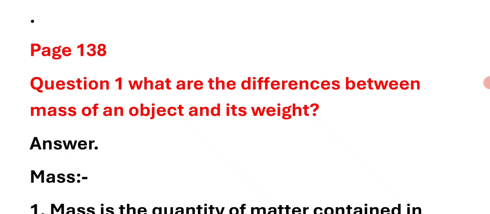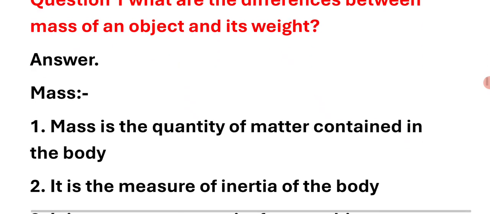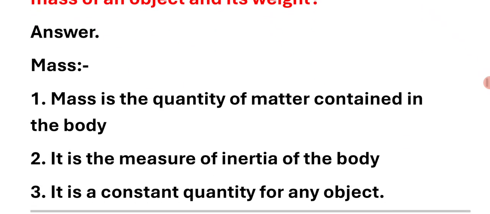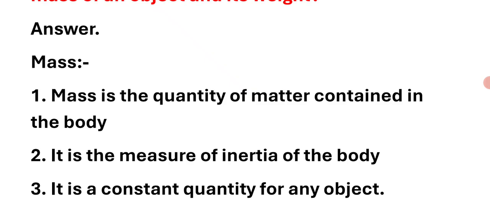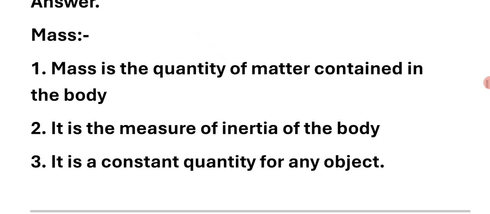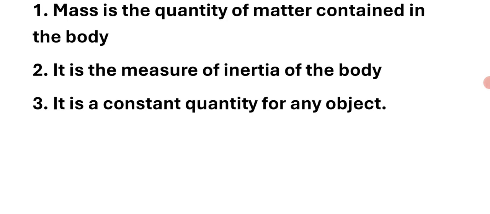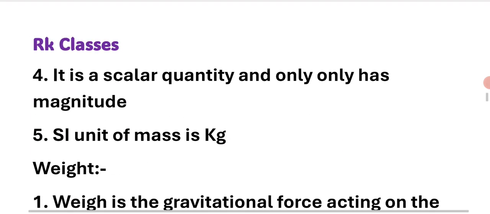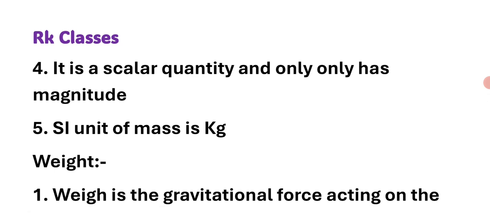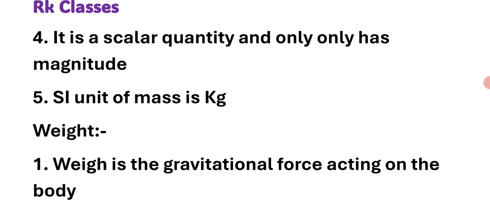On page number 138, question answers. What are the differences between the mass of an object and its weight? Right answer. Mass. First, mass is the quantity of matter contained in the body. Second one, it is a measure of inertia of the body. Third, it is a constant quantity for any object. Fourth one, it is a scalar quantity and only has magnitude. Fifth one, the SI unit of mass is kg.